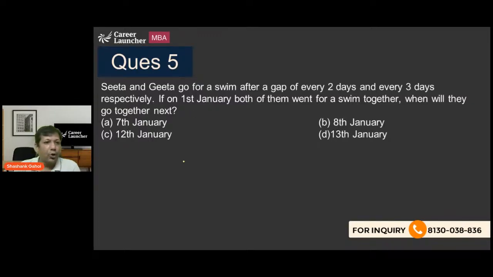Okay. On 1st, who's going? Sita and Geeta both. Now when is Sita going to go? 1 day gap, 2 day gap, so the 3rd day, which means on 4th, Sita will go again. Then 2 days gap, she is going to go on 7th again, right? So she is going every 3rd day. If I talk about Geeta, Geeta is going on 1st.